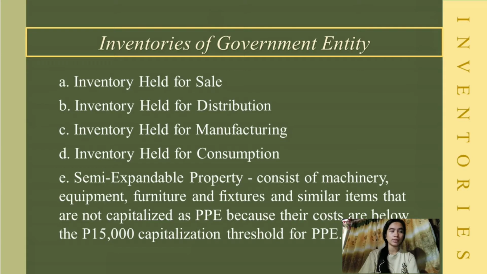Letter A, inventory held for sale, just like medicines for sale in government pharmacies. Letter B, inventory held for distribution, like food supplies, such as rice, and other welfare goods held for distribution. Next is inventory held for manufacturing, which includes raw materials and work in process, as we know. Next is inventory held for consumption, which includes office supplies inventory, food supplies inventory, or drugs and supplies inventory.